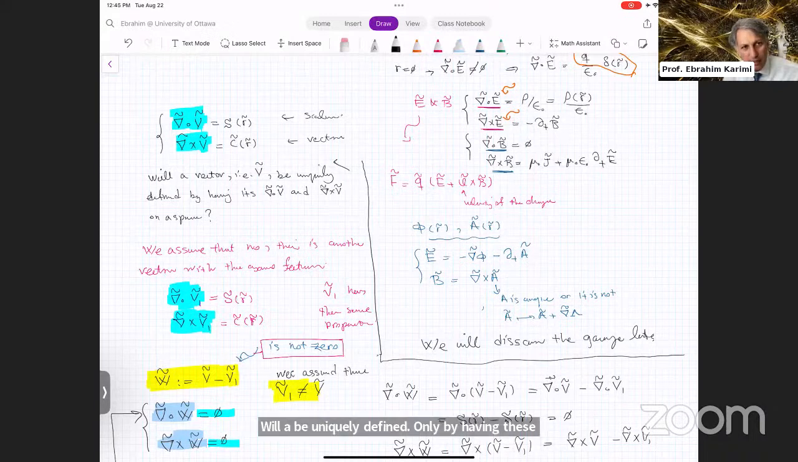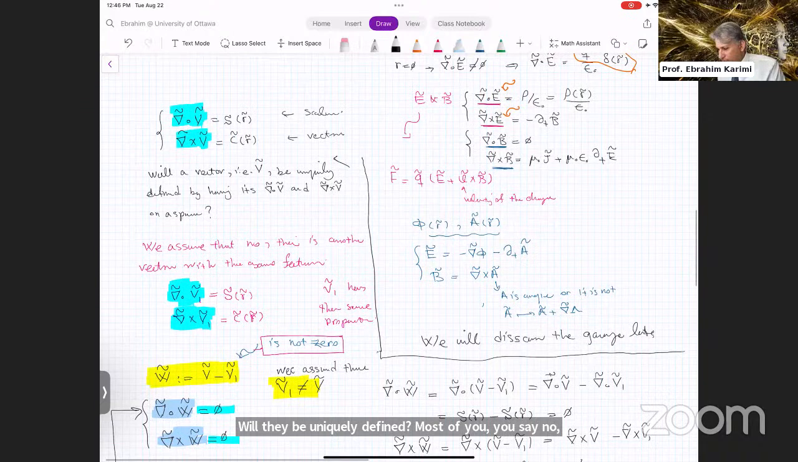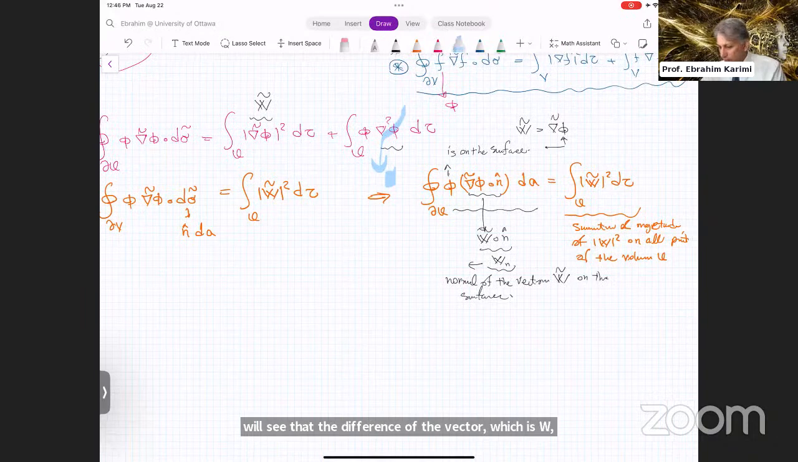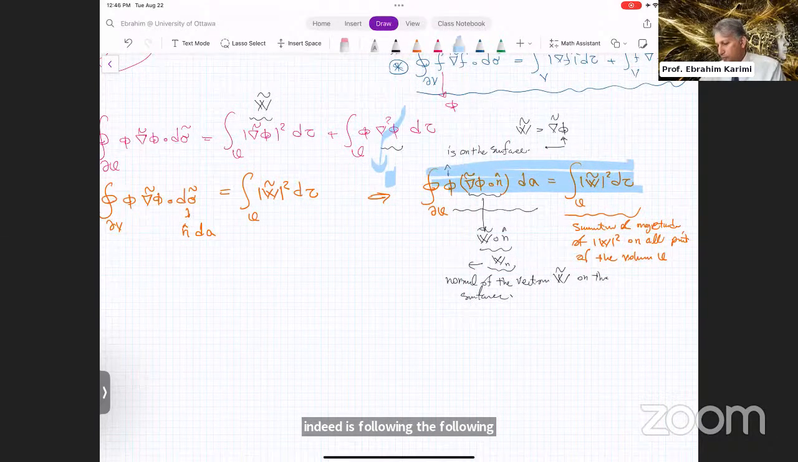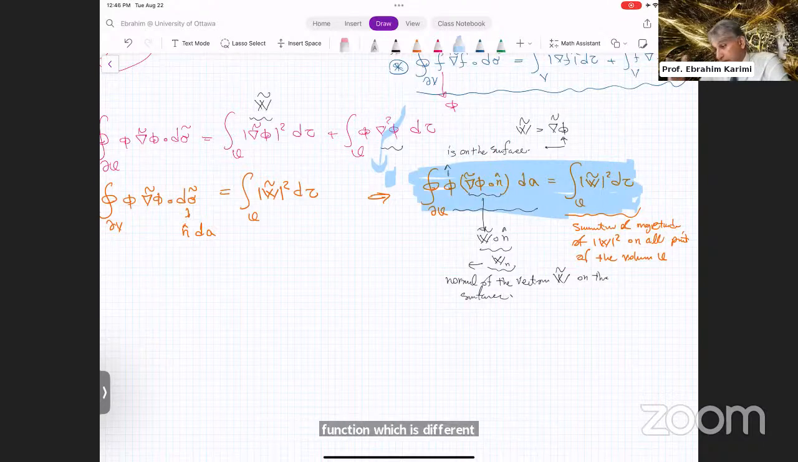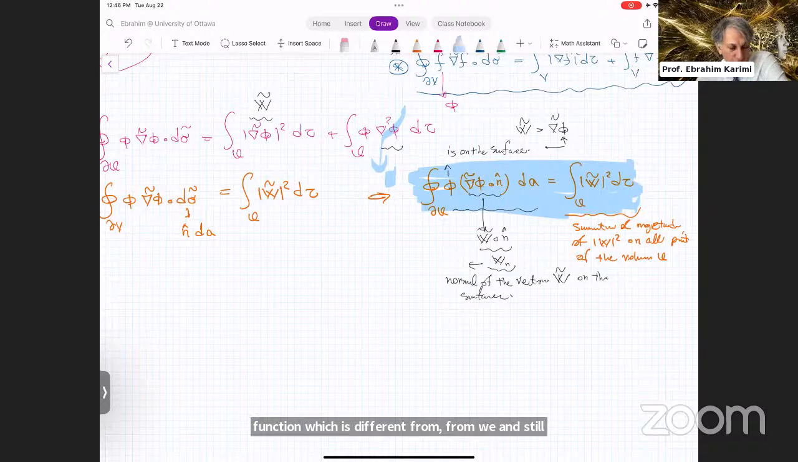So coming back to the basic question: will a vector be uniquely defined only by having these two equations, divergence of V and curl of V equal to S and C? Will they be uniquely defined? Most of you say no, and you are totally right, because if I go here, I will see that the difference of the vectors, which is W, follows this equation. So it will not tell me anything about the uniqueness of V, because I can build another function which is different from V and still satisfies this equation. No problem there.